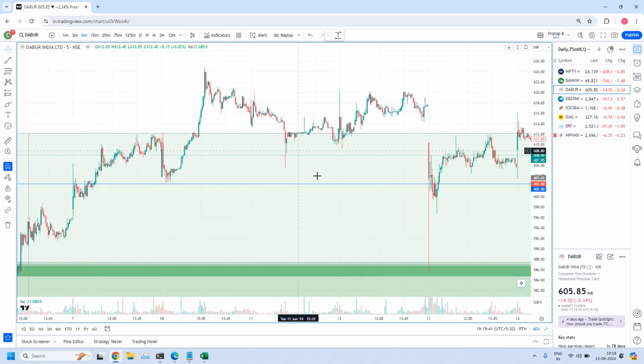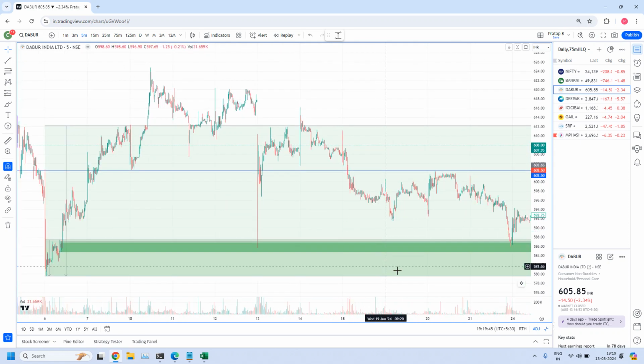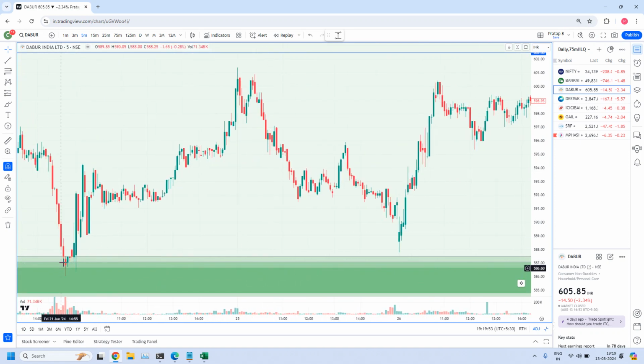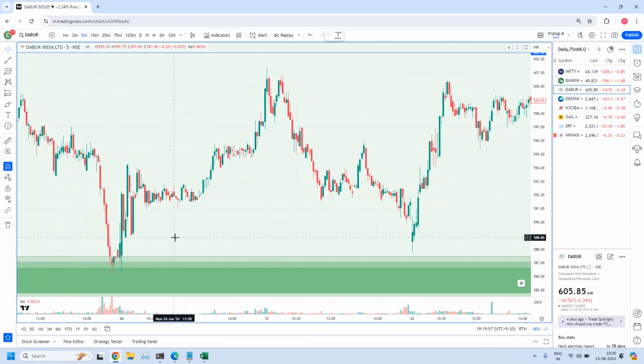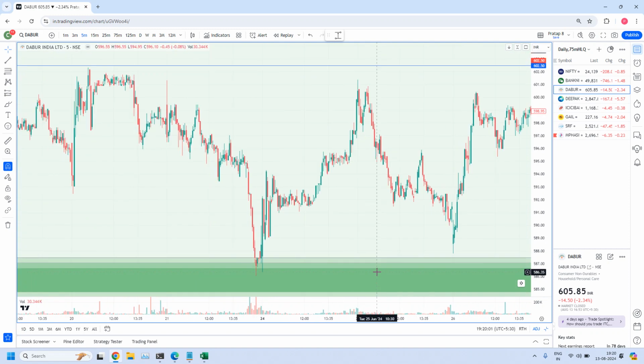But this zone is a tested zone. But how many times has it been tested? Multiple times it is getting tested. See here, this is getting tested multiple times. Even the recent test also created a zone and prices moved up. That means a lot of liquidity is there in this area. This could be a high liquidity zone, maybe 80% we can assume.